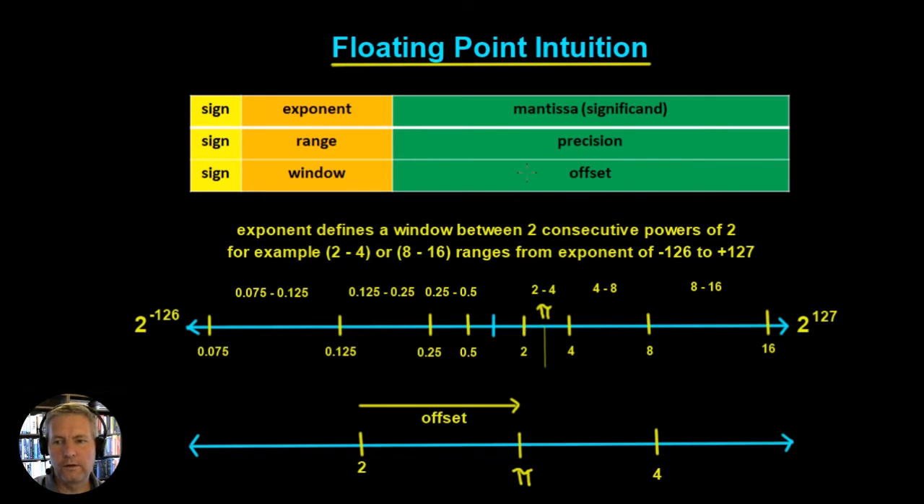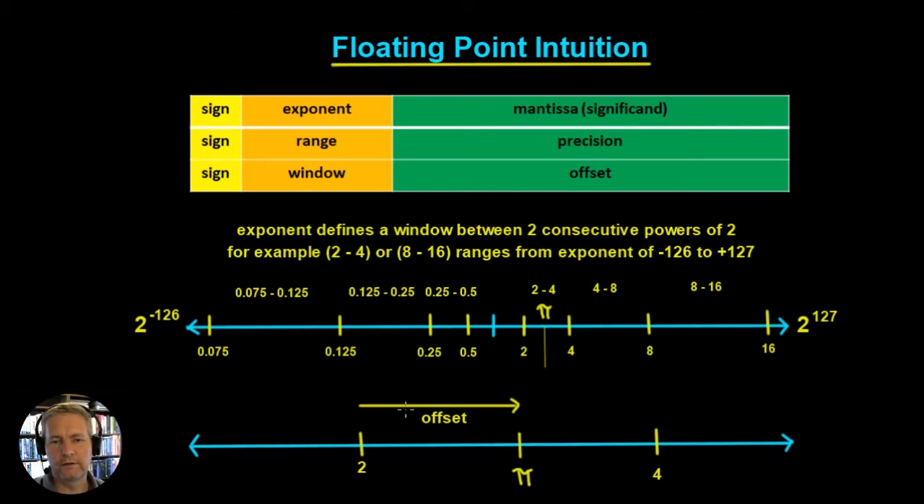Now the mantissa here is going to provide us with an offset. So let's say for example we wanted to generate the number pi, and let's say we just wanted it to a couple of decimal places, say 3.14. So we know that pi is going to sit somewhere between 2 and 4. So we would have a value for our window which would start at a value of 2, but then we would have to add on the offset, and the offset would be given by this mantissa value.